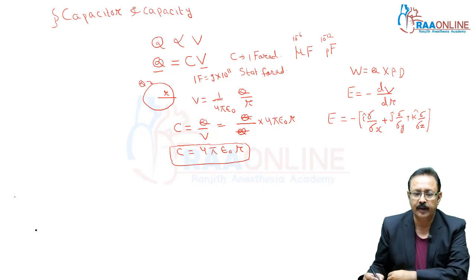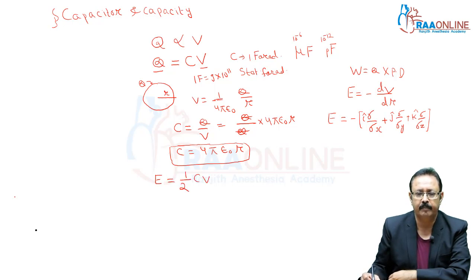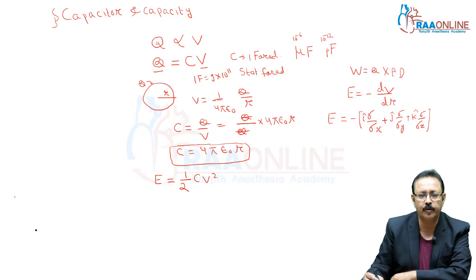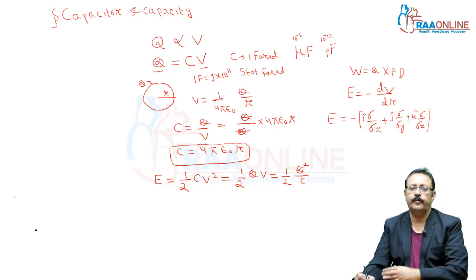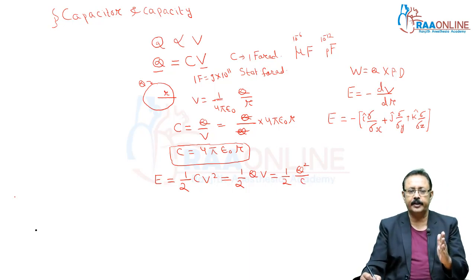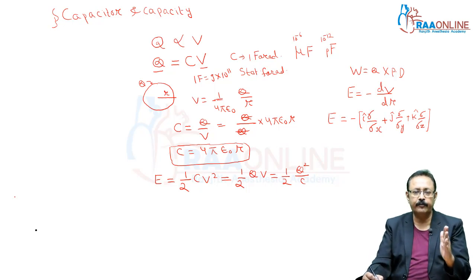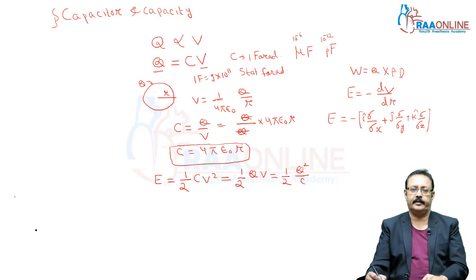And you know what the expression for that potential energy is? Half CV square. But Q is equal to VC. If you want to remove C, you can write Q upon V. So you can write it as half Q into V. But if you want to remove V, you can write Q by C. So you will get half Q square by C. So this electrical energy is stored in the form of potential energy in the conductor.